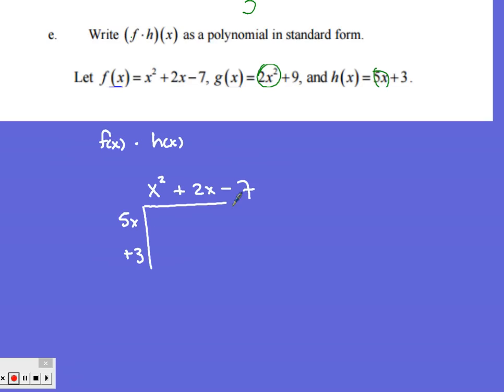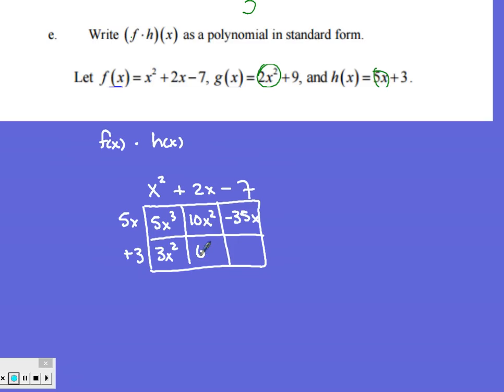So if I use the area model, I can multiply each individually. 5x cubed. Here we get 10x squared. Here we get negative 35x. So I'm multiplying this times this. And then here we get 3x squared. Here we get 6x. And here we get negative 21.